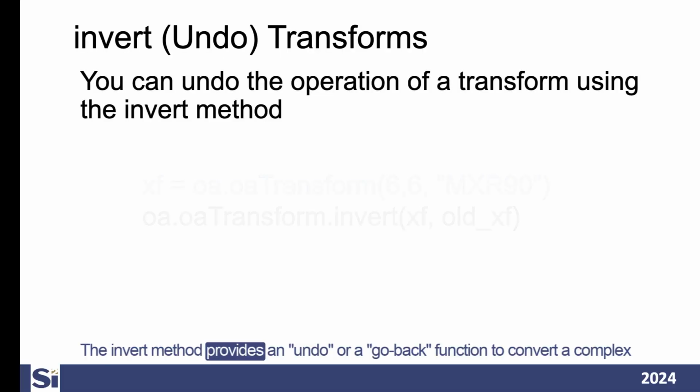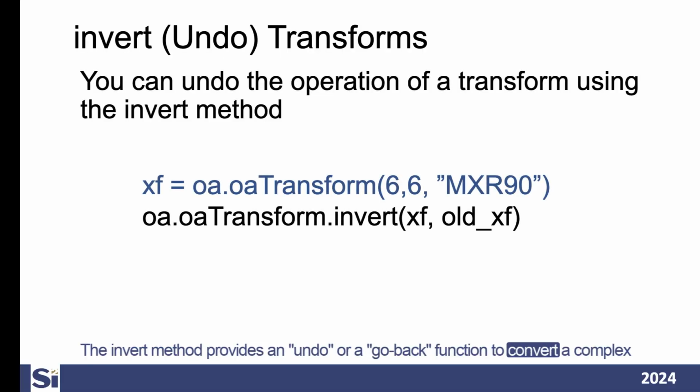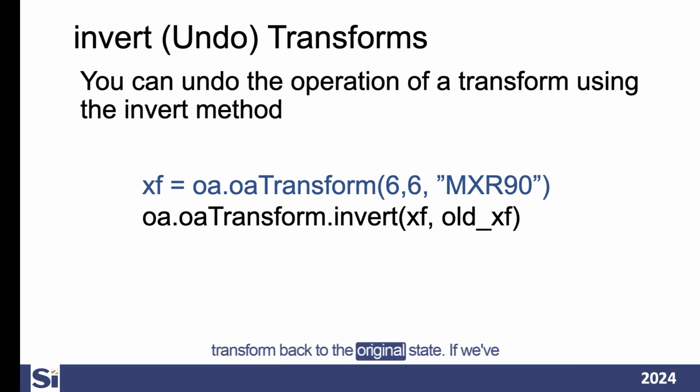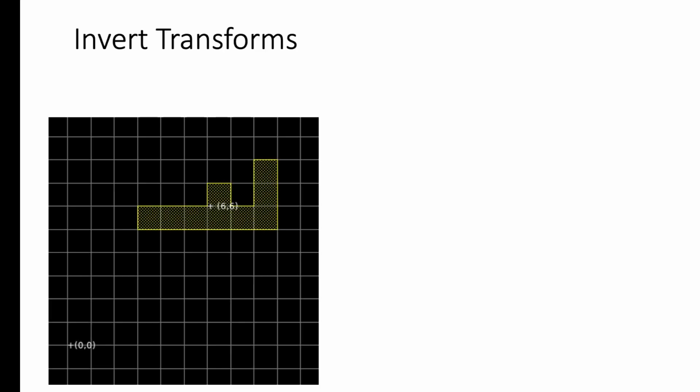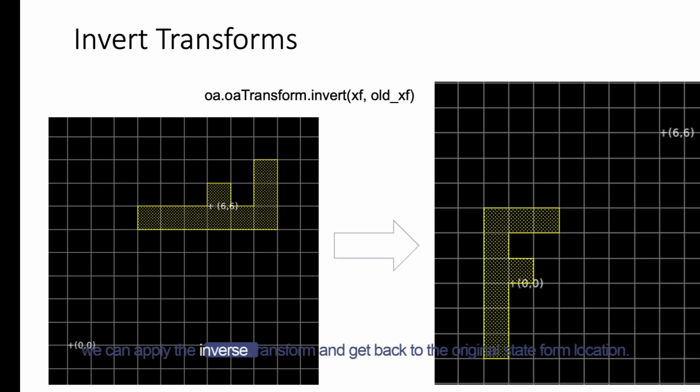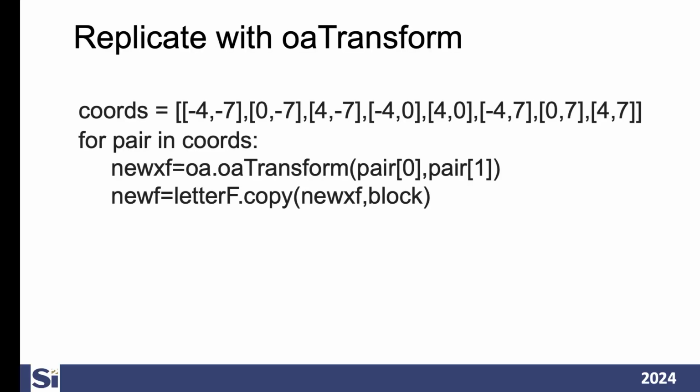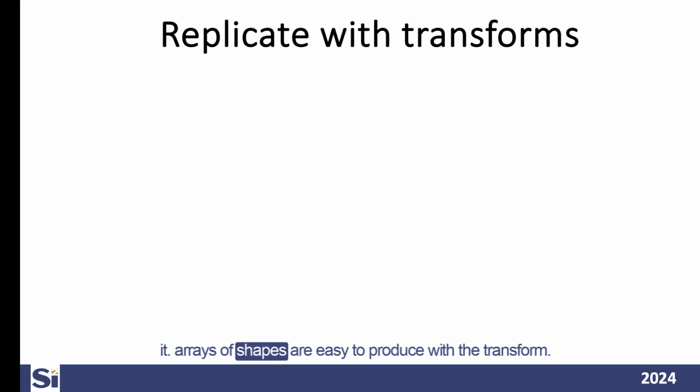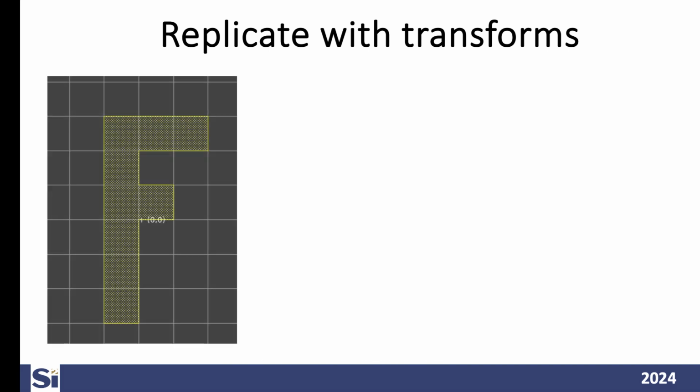The invert method provides an undo or a go back function to revert a complex transform back to the original state. If we've already used a transform, we can apply the inverse transform and get back to the original state or location. Using copy, we can easily replicate shapes within a loop. Arrays of shapes are easy to produce with the transform.